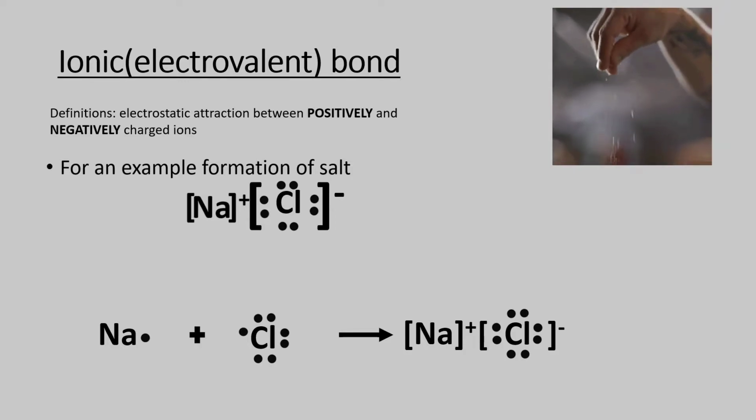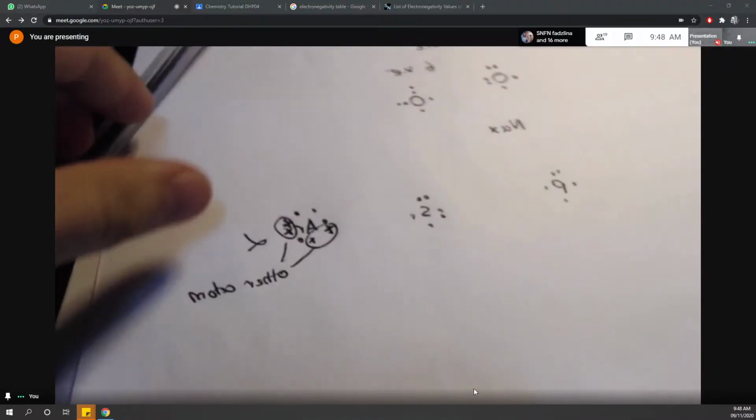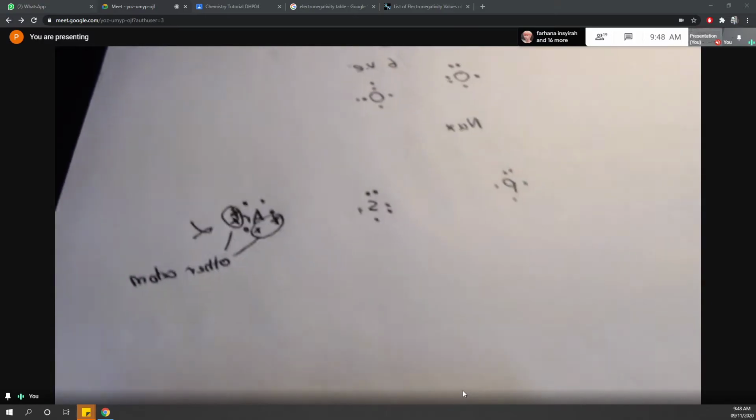So that's why sodium and chlorine usually don't sit together as salt. Okay. This is the way kita nak tulis. Okay. For example, sekarang kita tengok calcium chloride. Okay. So calcium chloride dapat calcium 2 plus and 2 chloride. So macam mana kita nak buat tu?